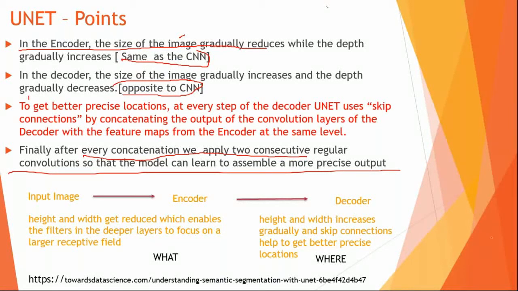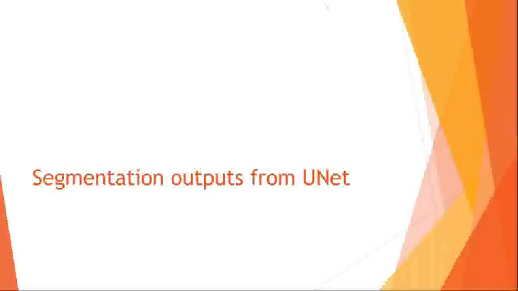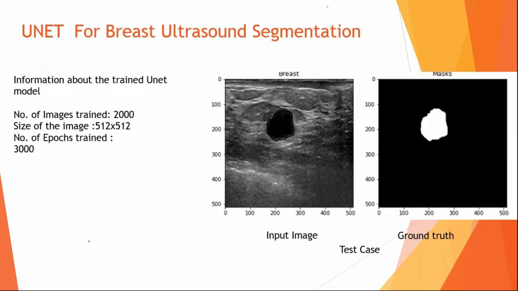Now, from the segmentation point of view, I said you require these two things, and UNet helps us to achieve these two things: the what information as well as the where information. Fine. So to test whether it was actually working, I, along with some of my master's students, started investigating this UNet architecture. We worked on ultrasound images.